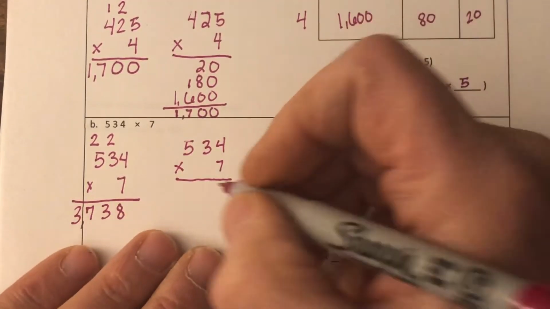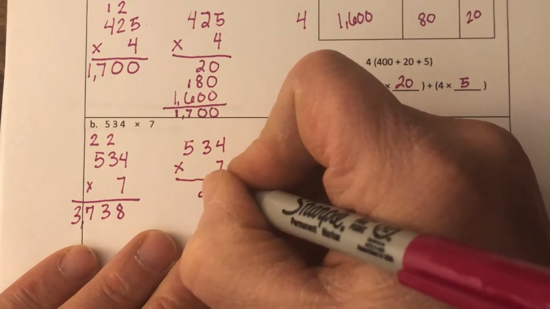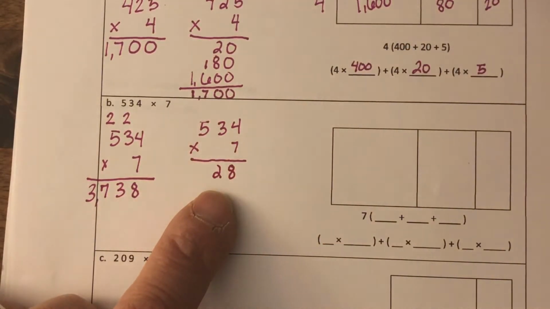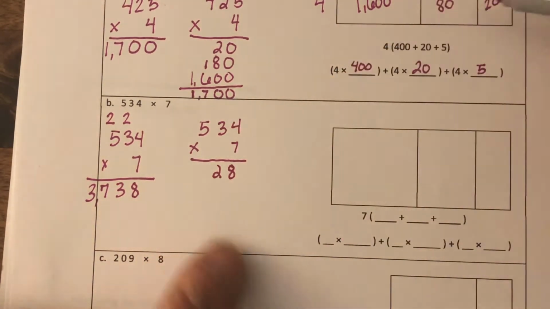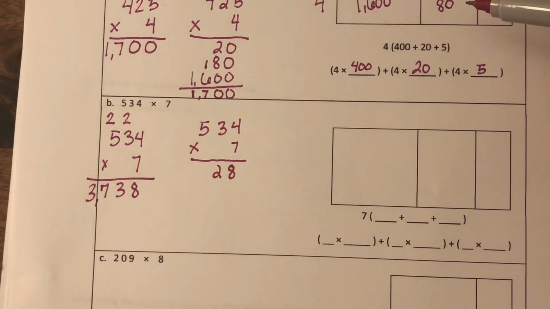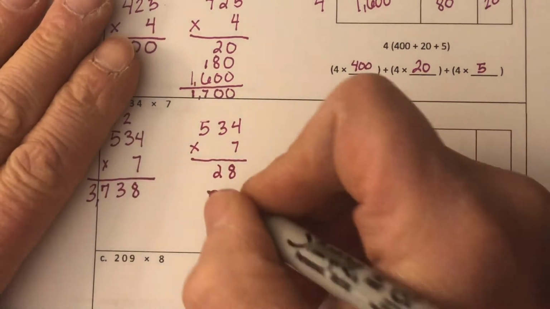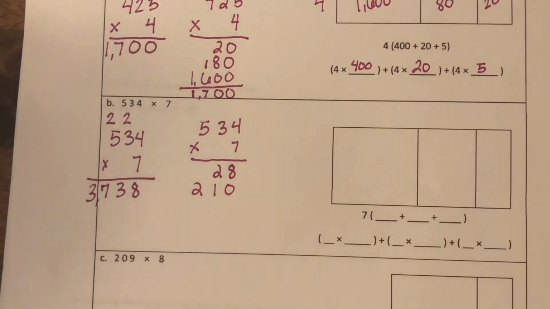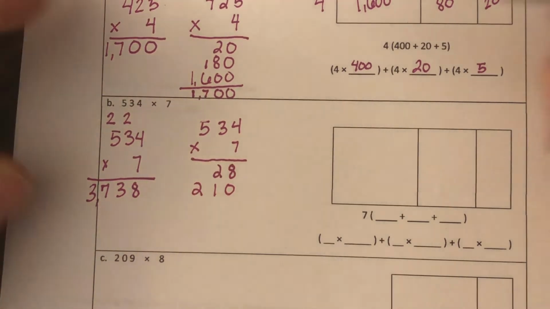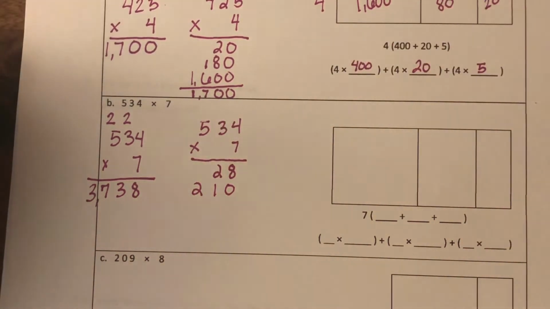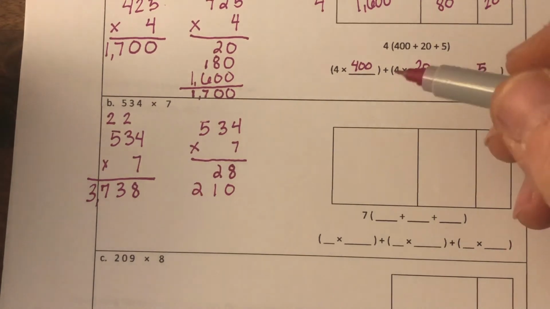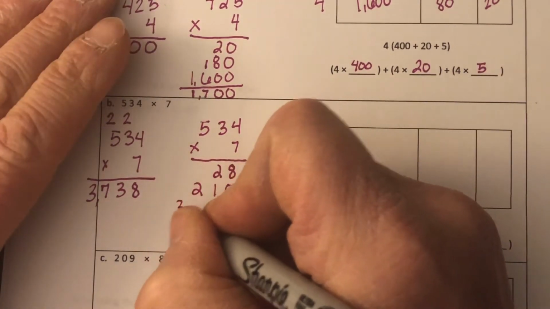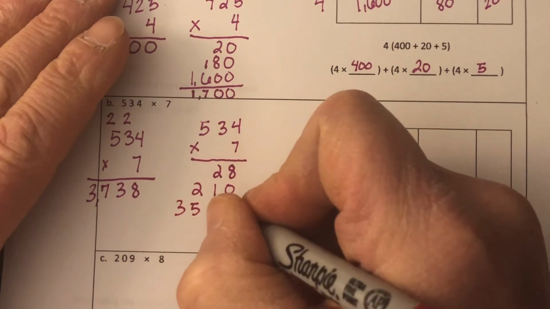7 times 4 is 28. Already figured that out. So I'm just going to write down 28 here. And that 28 just represents 7 times 4. And then 7 times 30 was 21. Well, it's really 210. So I write down 210. Just like that. Okay? And then 7 times 500. Okay? 7 times 5 is 35. Put 2 zeros at the end is 3,500. Okay? It's just like that.